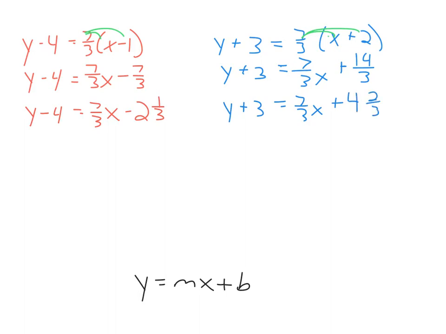Okay? And now what do I need to do to both sides? Well, I need to get it to say y equals. And right now it says y minus 4 on the left-hand side, so I'm going to add 4 to both sides. Okay? And this is a little bit of tricky math when you're adding opposite sign fractions.